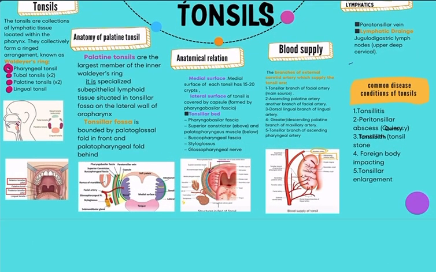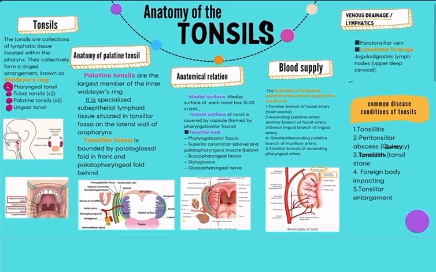So in the next videos, we are going to discuss the diseases associated with the tonsils and how to manage each condition separately.